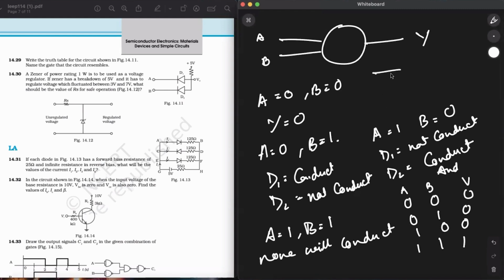So if I want to write, I can write it as this. A comes, B comes, AND gate, and then Y is obtained. Simple.